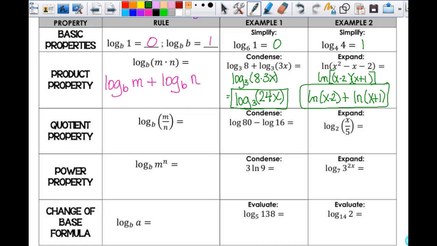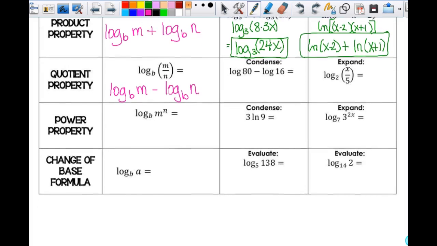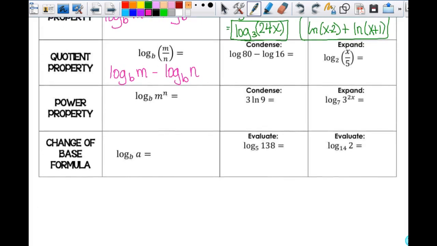Quotient. Well, if multiplication becomes addition, then division most likely becomes subtraction. It makes sense, right? So this would become log base b of M minus log base b of N. And once again, you have to be able to go from subtraction to division and vice versa. So since we're condensing these and it is subtraction, this is going to give me log of 80 divided by 16. And what's 80 divided by 16? 5. So this is just log 5.